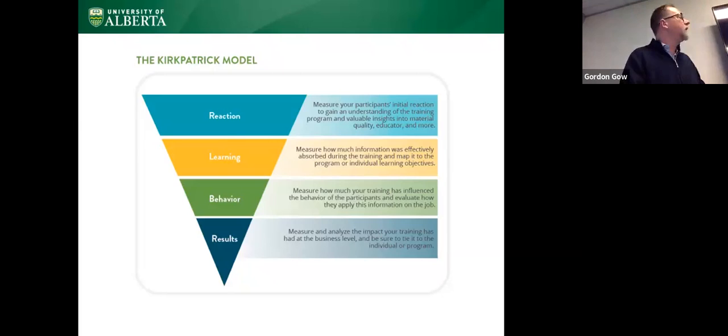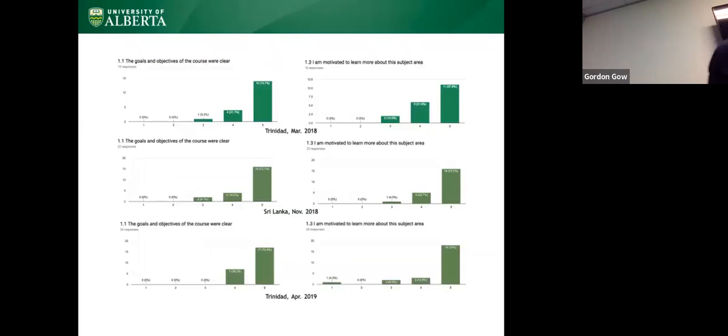So at level 1, all of these are positive. We asked them, are the goals and objectives of the course clear? Yes. That's for Trinidad, that's for Sri Lanka, and that's for Trinidad. I only have 3 surveys because we introduced the survey after the first one. So positive reaction to the course.